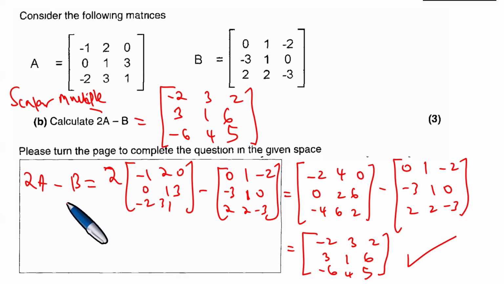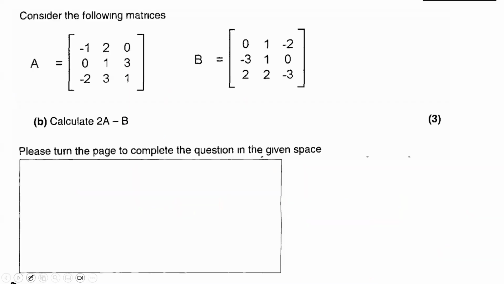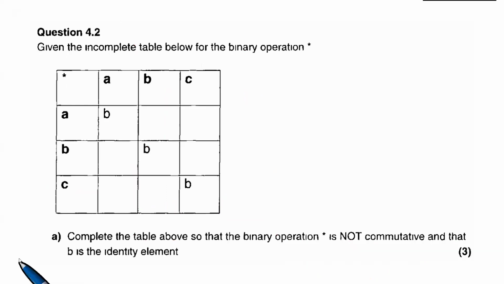Right. Now let us deal with binary operations. So now, after having dealt with matrix products and differences and scalar multiples, given the incomplete table below for the binary operation star, complete the table above so that the binary operation star is not commutative, and that B is the identity element.